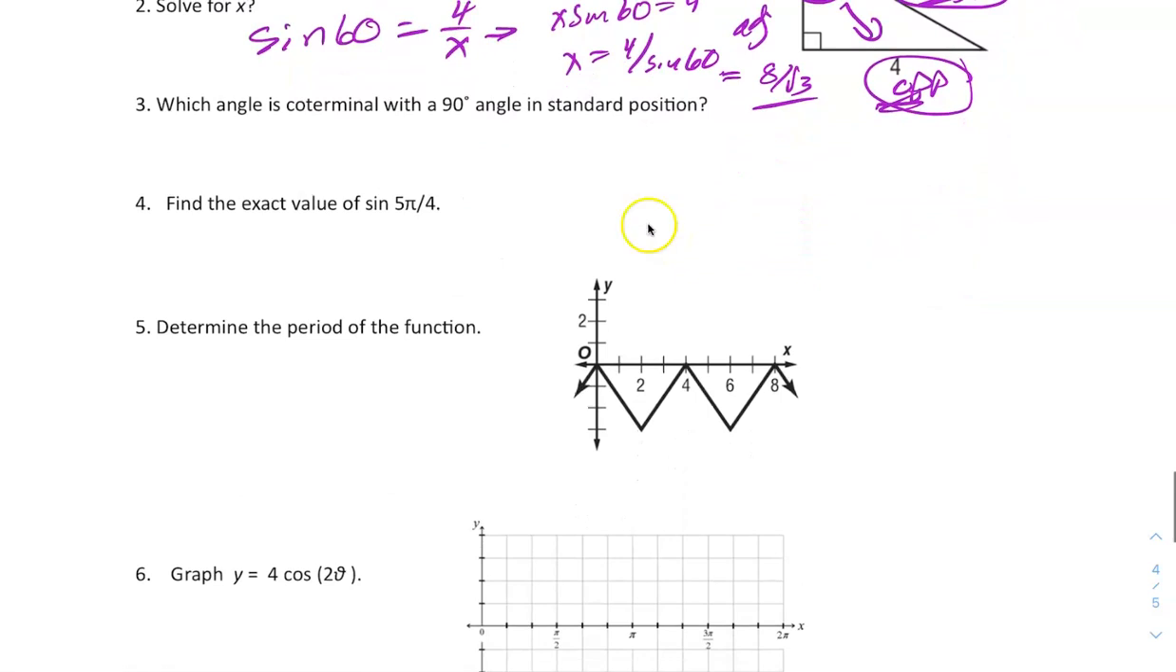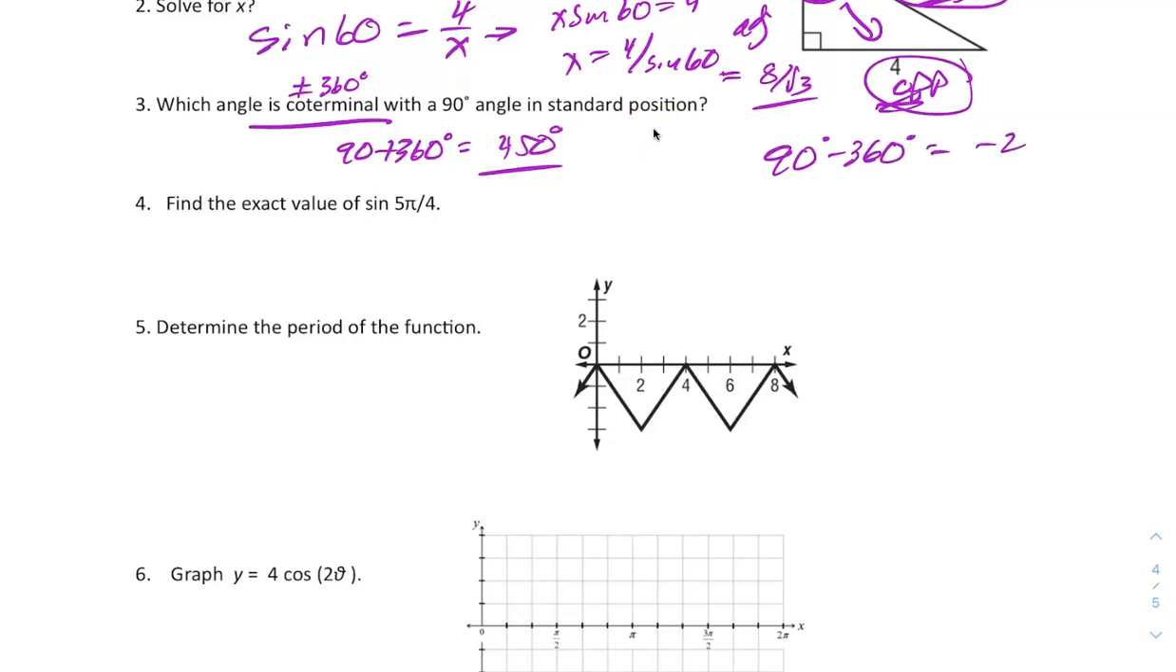What is the coterminal with the 90-degree angle in standard position? So remember, coterminal means it's the same angle position, but you went around in a circle. So all you do is add or subtract 360, or 2 pi for radians. So 90 plus 360 would be 450. So there we go. And actually, we could keep on adding 360 if you want a different version of the answer. Or if you want to go backwards, keep on subtracting 360.